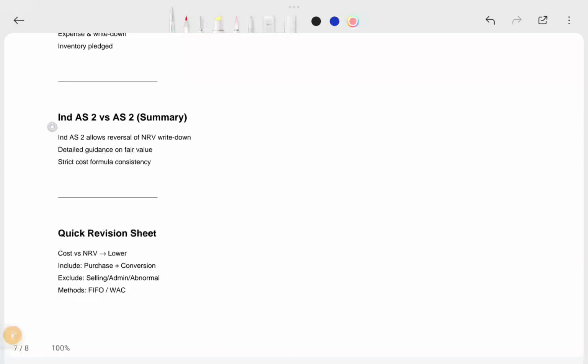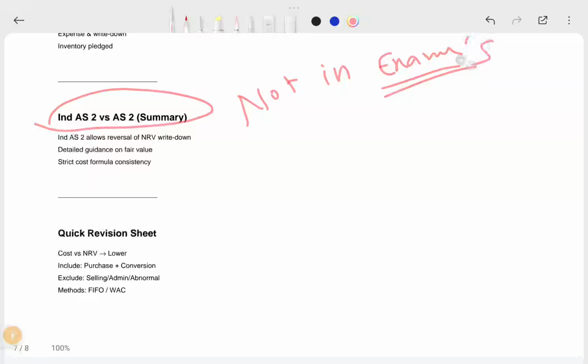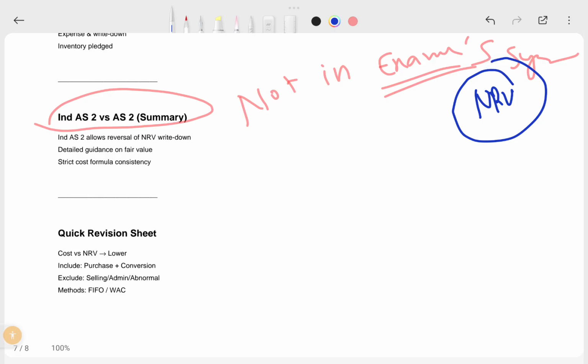And regarding AS 2 versus Ind AS 2, this is not in the syllabus, not from an exam perspective, but I'm telling you this for understanding. AS 2 did not allow reversal of NRV write-down. We don't have this in the previous AS. Now Ind AS 2 specifically mentions that you have to reverse the write-down if the NRV has increased from the previous years and the same stock is available in the current year also. In that case you need to reverse the NRV.